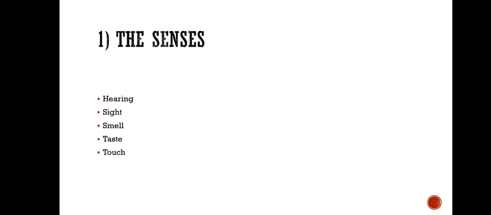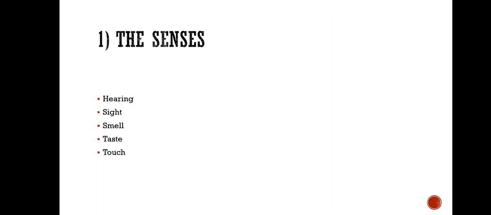Hearing is related to our sense organ, the ear. The sense of sight is related to our sense organ, which is the eyes. Smell is related to the nose. Taste is related to the tongue, and touch is related to our skin.